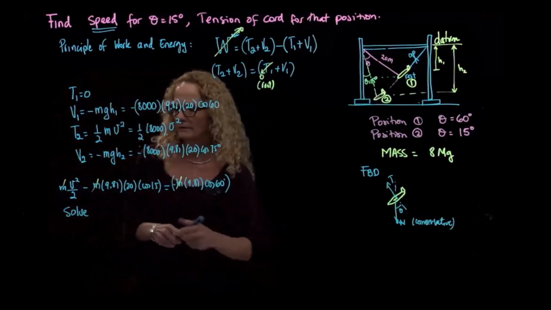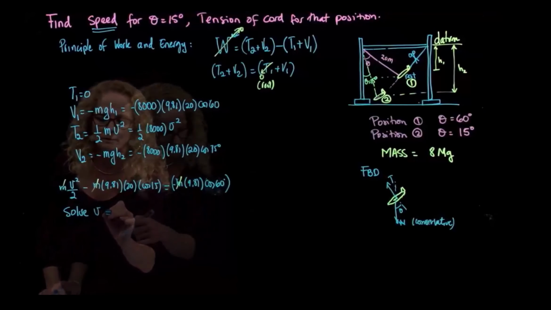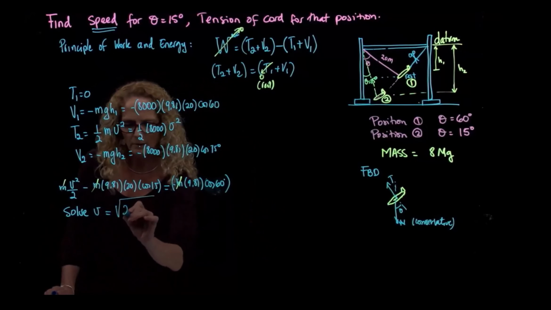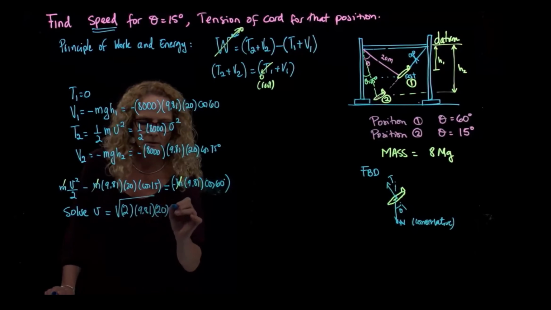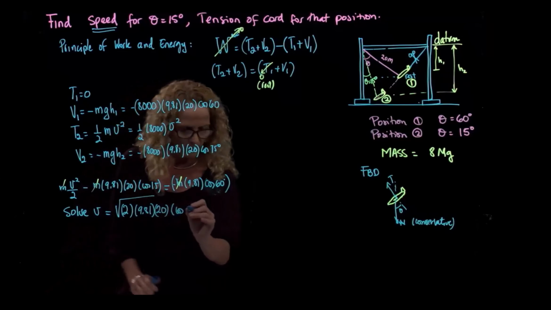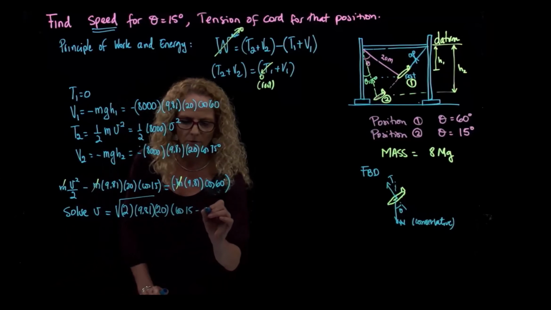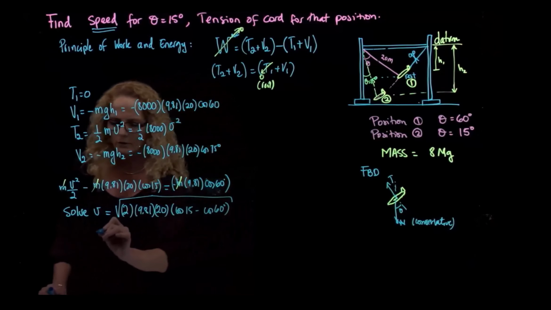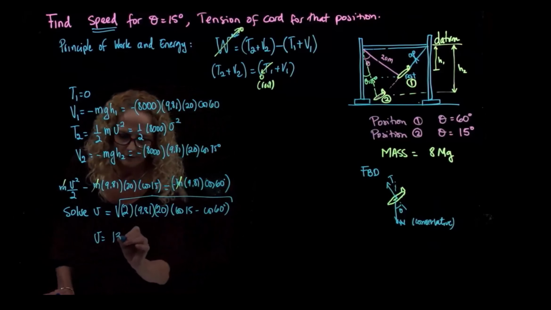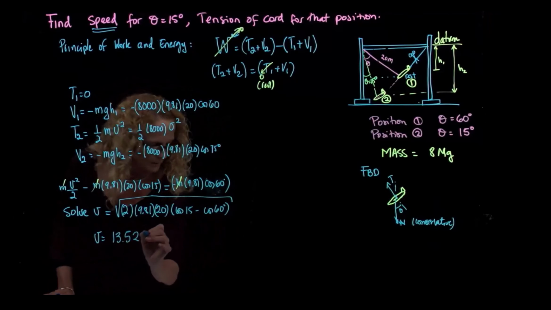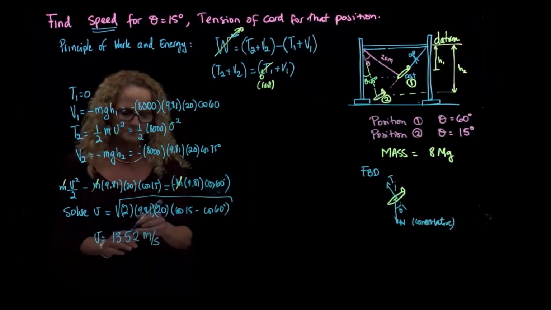And we have this solved for velocity. It will be equal to, let me write it here, the square root of 2 times 9.81 times 20 times cosine of 15 minus cosine of 60, right? Okay, so when you solve this expression, you have that the velocity is equal to 13.2 meters per second.